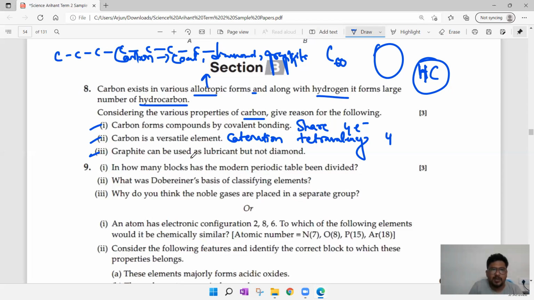Number 3, graphite can be used as a lubricant but not diamond because of the structural difference. In graphite, carbon atoms form hexagons. In the textbook also you might have got this, no? You can observe your textbook. You will be getting something like this, right? So graphite, and while coming to diamond, so like a hexagonal structure, right? You can refer to the textbook where you can find these. I'll show it if possible.